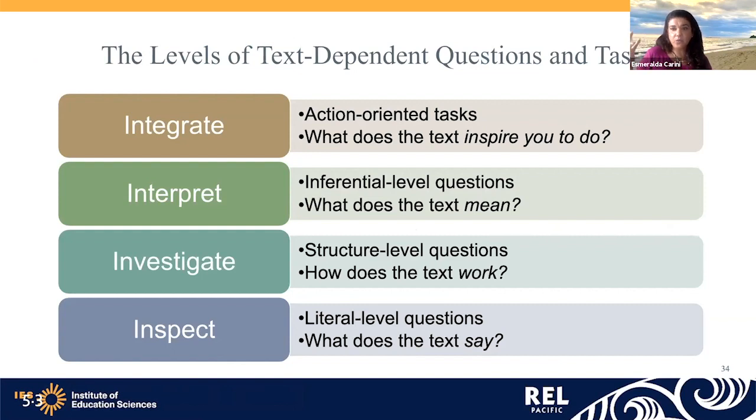Level 2 is how does the text work? And so that is the vocabulary that the author chooses to communicate the information. The way the author decides to structure the text is also very important in conveying meaning. And then interpreting what does the text mean, and those are those intertextual connections, right? Author's purpose, and all of those things.